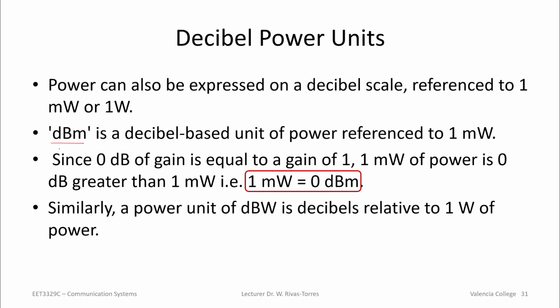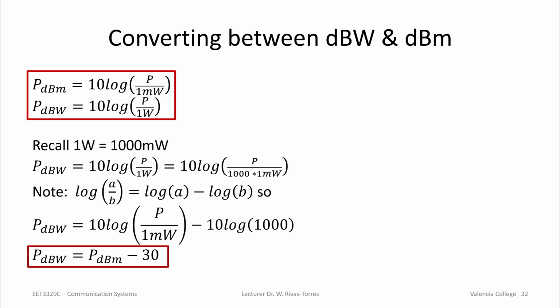And it turns out that 1 milliwatt, because everything is referenced to 1 milliwatt, if I take 1 milliwatt and I divide it by my reference, which is also 1 milliwatt, I get 1. We already know that log of 1 is 0. We already said that. So 1 milliwatt equals 0 dBm. That's your reference. Similarly, with the power units of dB watts, it's just that there everything is referenced to 1 watt. Right? All right. So here's your two basic formulas.